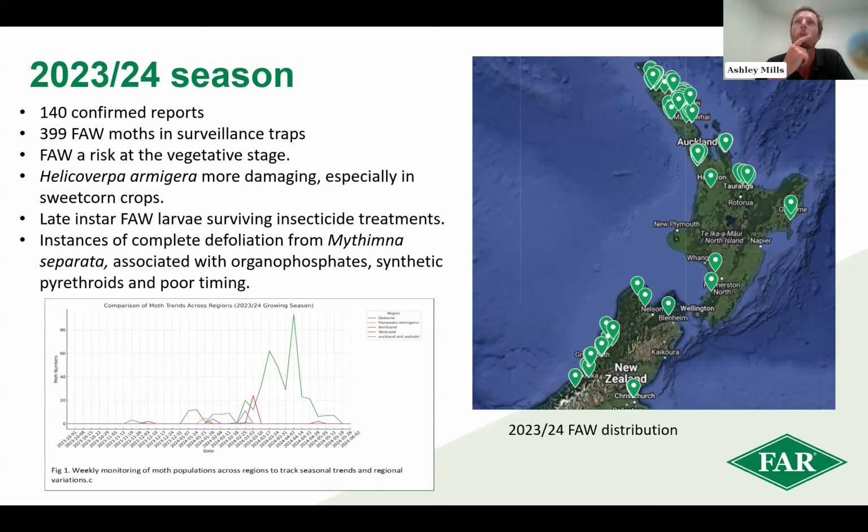So some of my Aussie colleagues there, you might chuckle that we only found 399 moths in pheromone traps across the whole of the year. You probably get that in one trap in one week. But this shows the distribution of fall armyworm in New Zealand. Right at the top in Northland, that was where it was identified to be able to overwinter successfully, hence it left response and into long-term management.